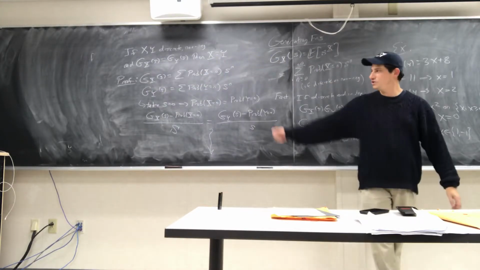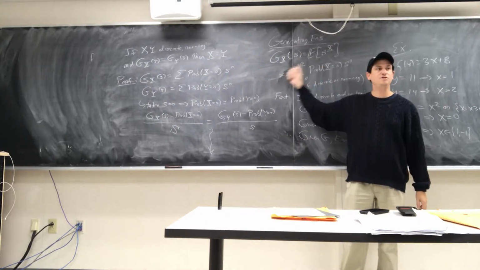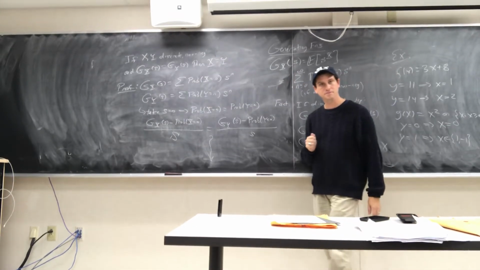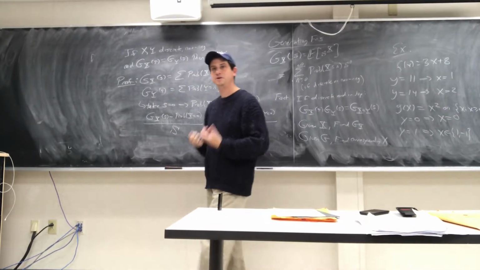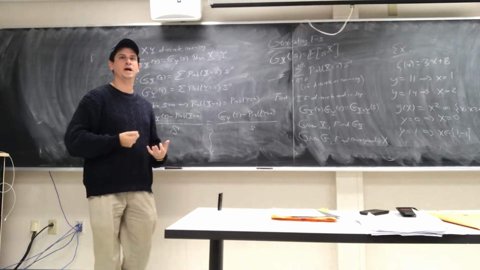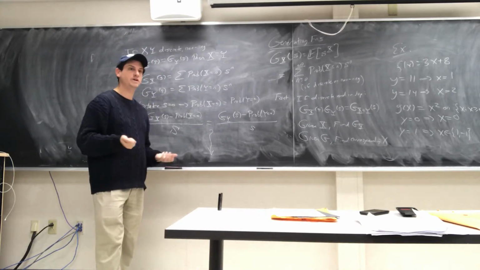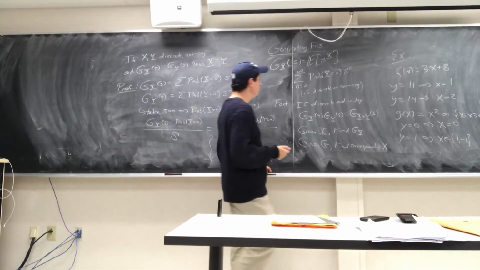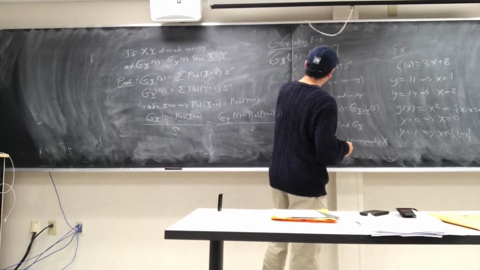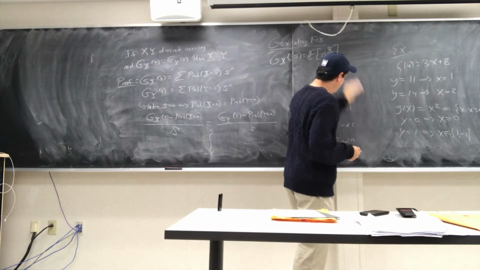So if you have discrete non-negative random variables, and the generating functions are the same, then they are the same random variable. It's a way to identify what you have. So if you're unsure what random variable you have, if you can compute its generating function, you're in great shape. All right, let's do an example.